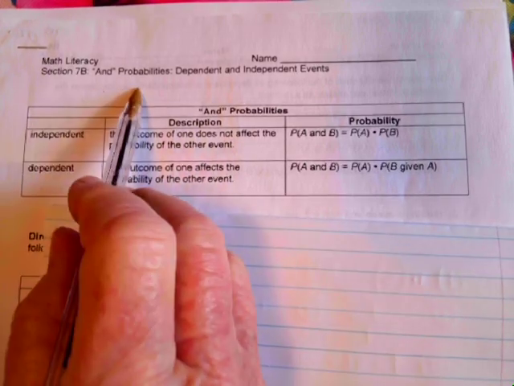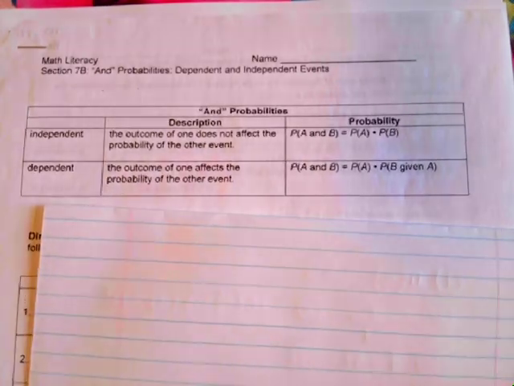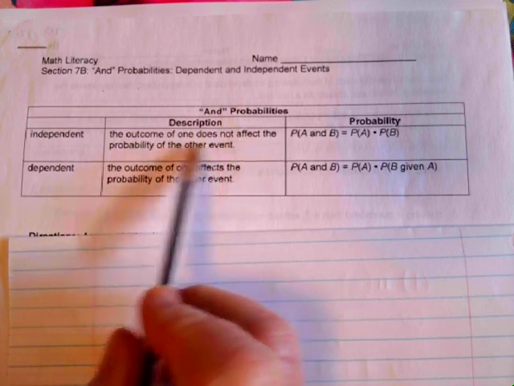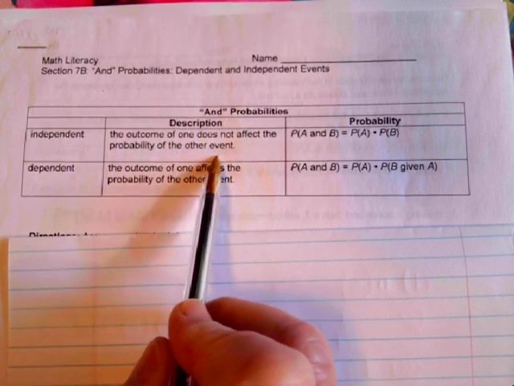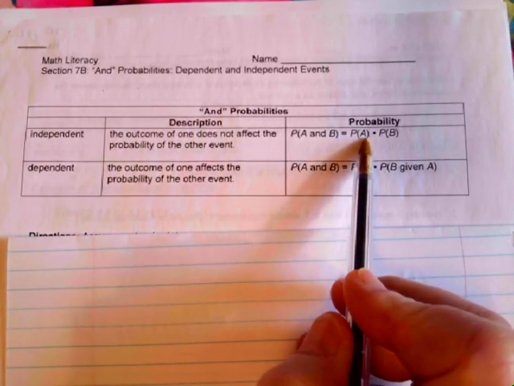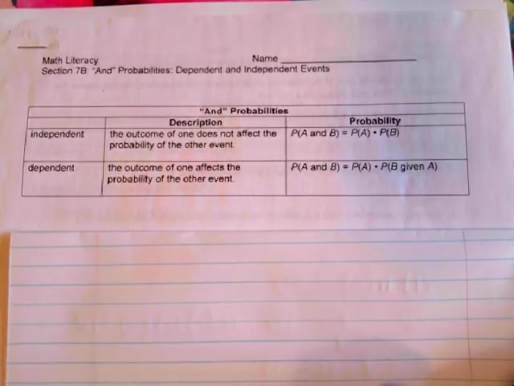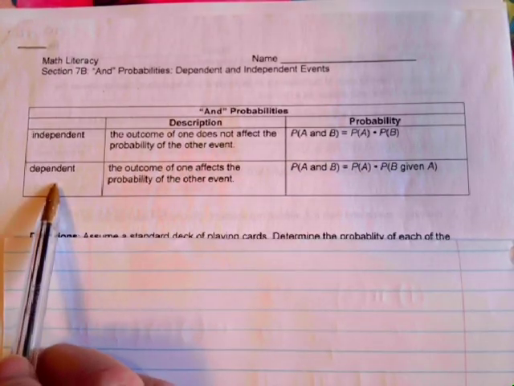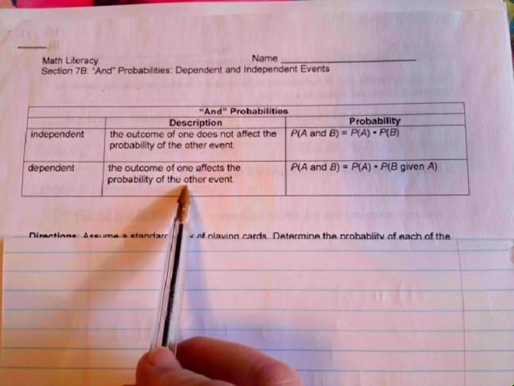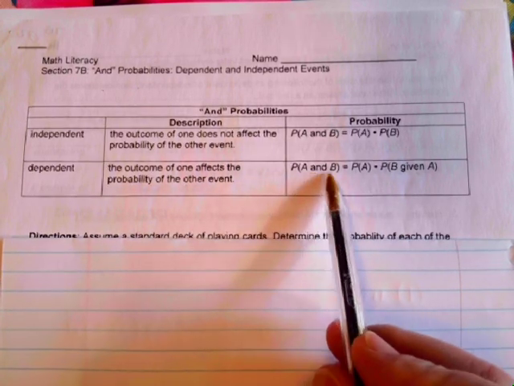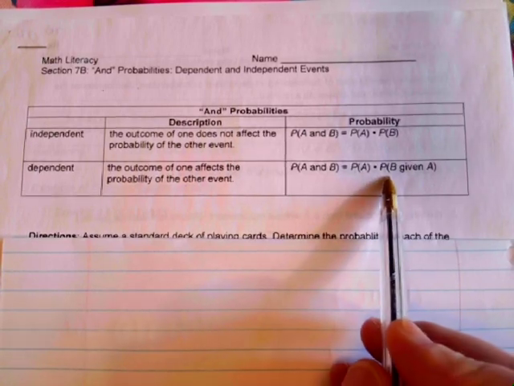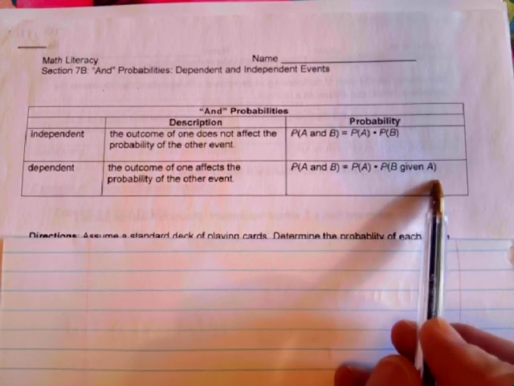7B, probabilities, dependent and independent events. Independent: the outcome of one does not affect the probability of the other. In order to find that probability, you multiply the probability of the first times the probability of the second. Dependent: the outcome of one affects the probability of the other. So when you do the probability of A and B and it's dependent, you do the probability of A times the probability of B given A.